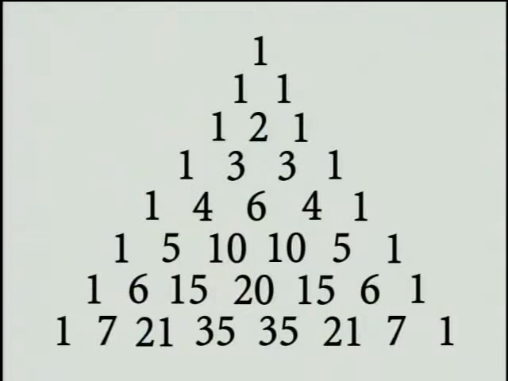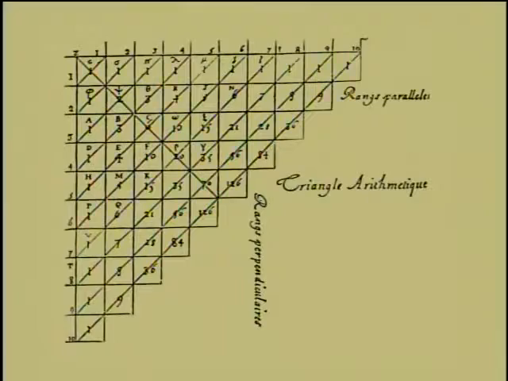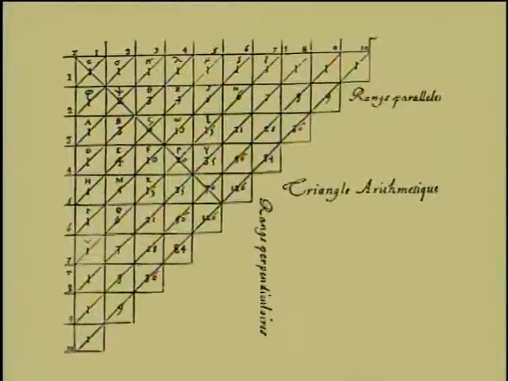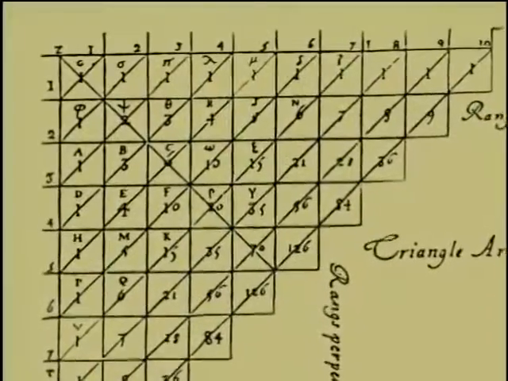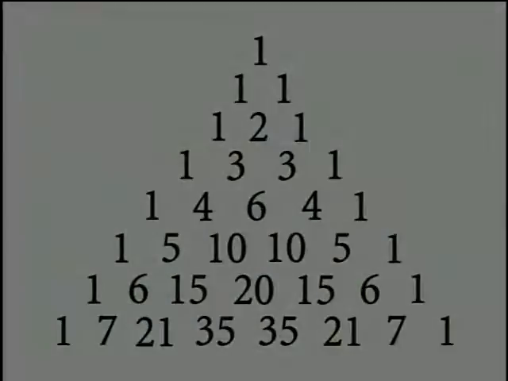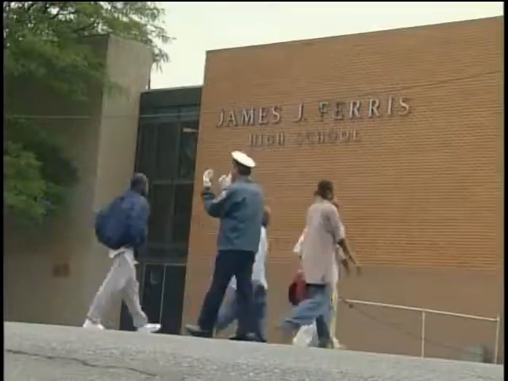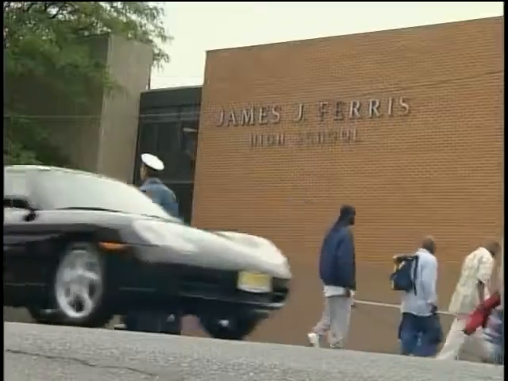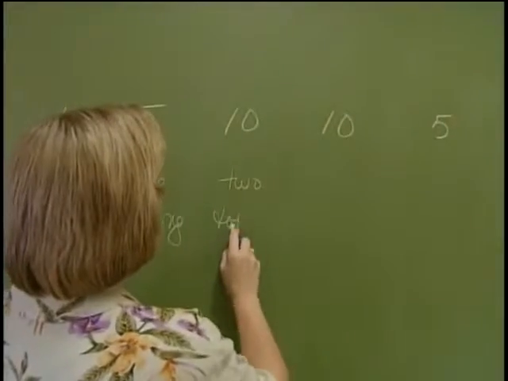All of these patterns are represented in the array of numbers called Pascal's triangle. Blaise Pascal, a French mathematician, wrote about this symmetric triangle pattern in 1654 in the course of investigating probability problems. At the Ferris High School in Jersey City, New Jersey, a math teacher uses Pascal's triangle, along with combinations activities, to help her students grasp difficult concepts in algebra.